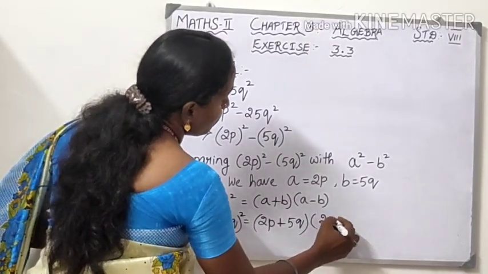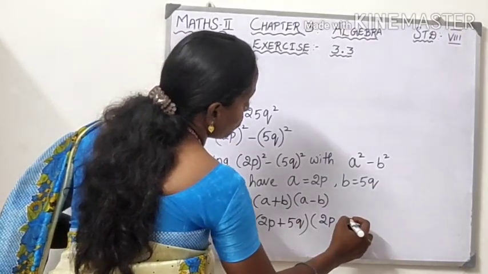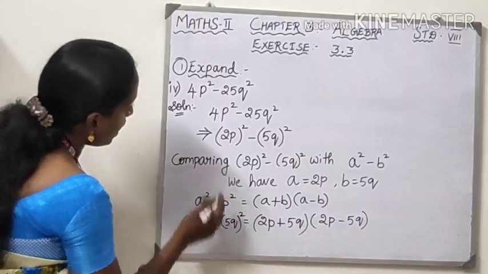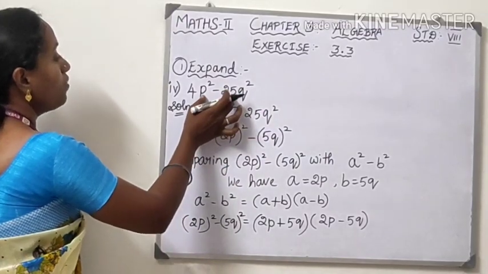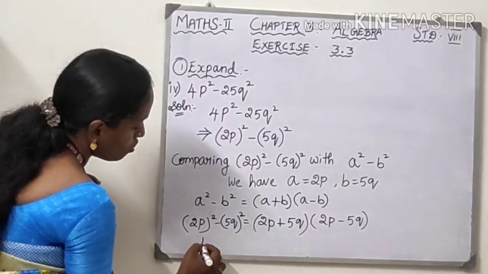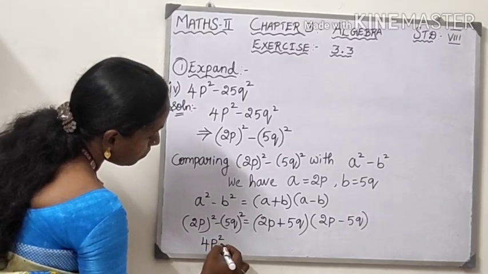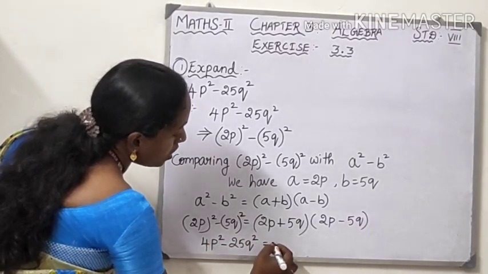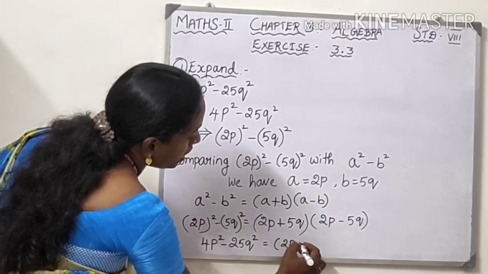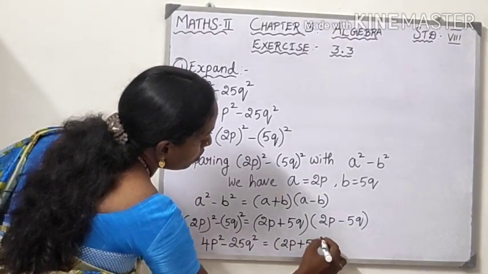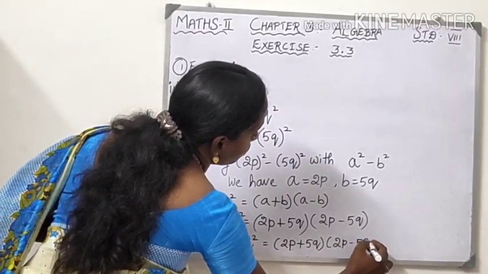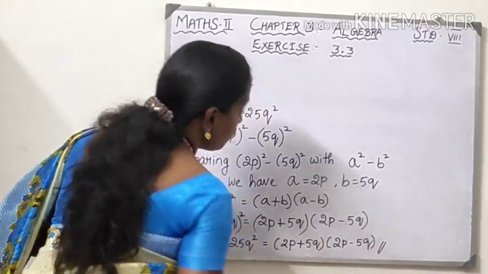It is 2p. What is our b value? 5q. So 2p minus 5q. So the left hand side we can change as our first what we have in the question, that we can write: 4p square minus 25q square is equal to (2p plus 5q) times (2p minus 5q). So this is your final answer.